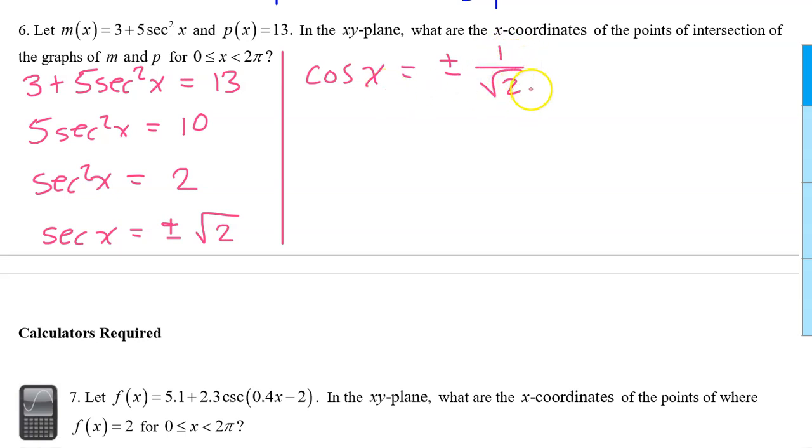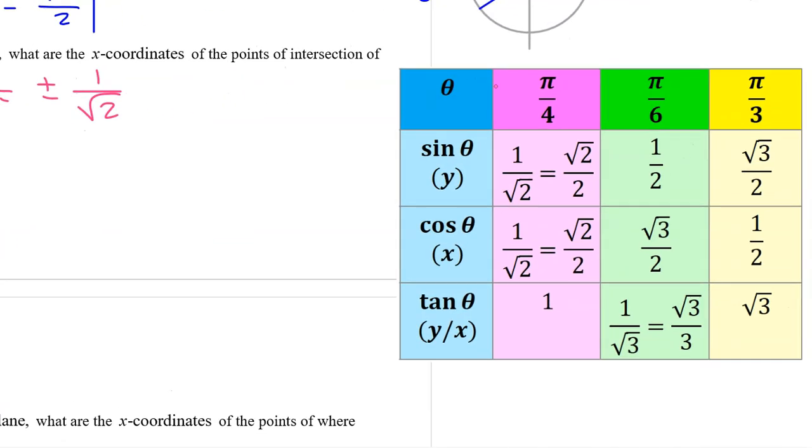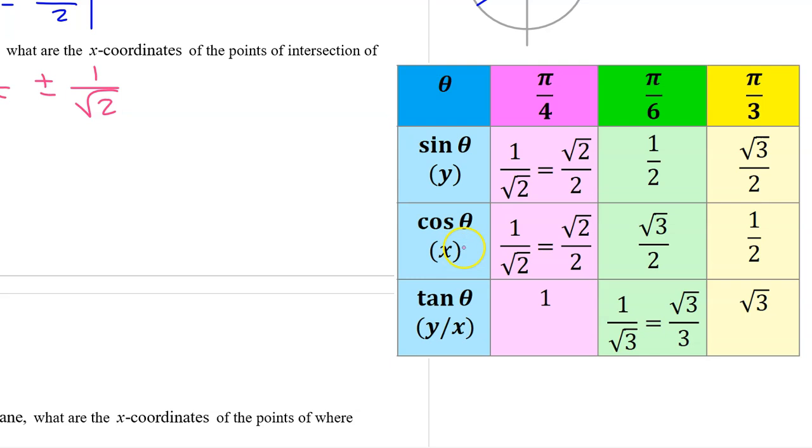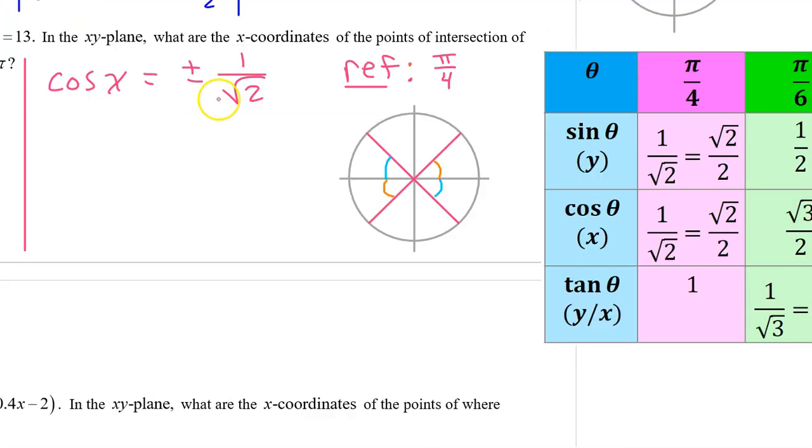We can find the reference angle by ignoring the plus or minus and asking ourselves the cosine of what is 1 over radical 2. We have memorized that the cosine of pi over 4 is 1 over radical 2. So pi over 4 is the reference angle. Since cosine can be positive or negative, we will find solutions in all 4 quadrants. In the first quadrant, the angle with a reference angle of pi over 4 is pi over 4 itself.